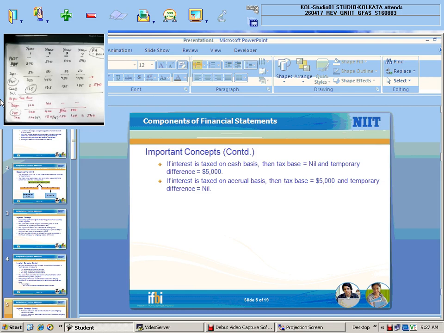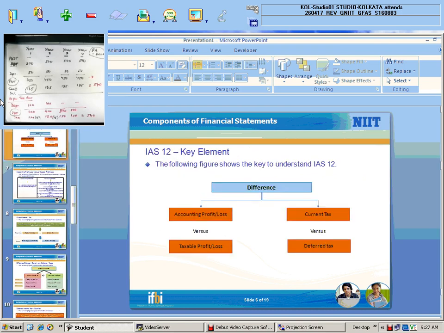So we'll talk about two kinds of temporary difference, a taxable temporary difference and deductible temporary difference. This is a taxable temporary difference. There could be also situations where there could be a deductible temporary difference. So the key to understand IAS 12, accounting profit and loss versus taxable profit and loss.